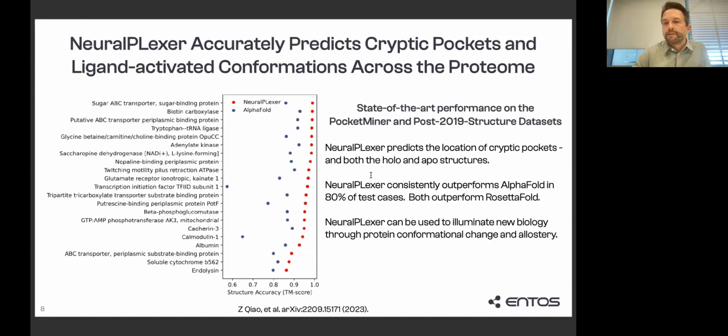And we compare that against RoseTTAFold, and we compare that against AlphaFold. Very convincingly, and across over 80% of different cases, Entos Neural PLEXURE is a more accurate prediction of the cryptic pocket and the resulting structure. And that's exciting because it spans multiple protein classes, multiple mechanisms of action, and a wide variety of targets of interest. Both AlphaFold and Neural PLEXURE are better than RoseTTAFold on this task.